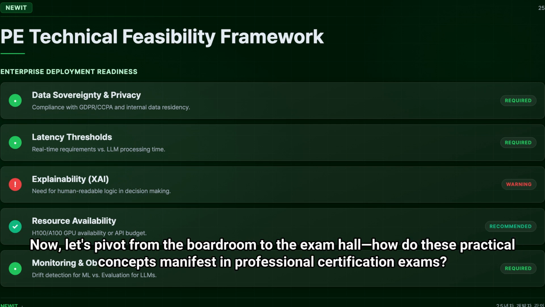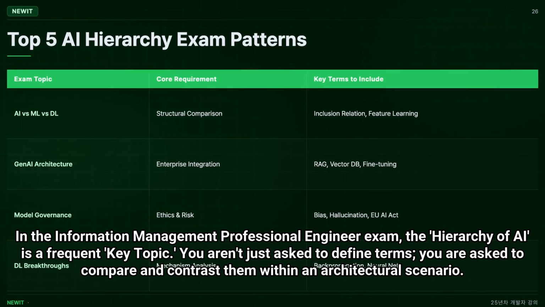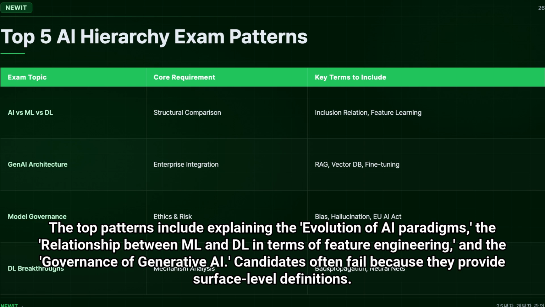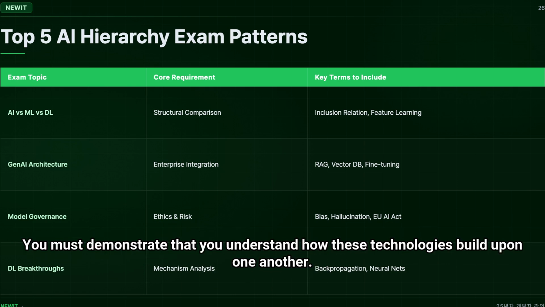Now, let's pivot from the boardroom to the exam hall. How do these practical concepts manifest in professional certification exams? In the Information Management Professional Engineer exam, the hierarchy of AI is a frequent key topic. You aren't just asked to define terms, you are asked to compare and contrast them within an architectural scenario. The top patterns include explaining the evolution of AI paradigms, the relationship between ML and DL in terms of feature engineering, and the governance of generative AI. Candidates often fail because they provide surface-level definitions. To score top marks, you must mention the shift from manual feature engineering in ML to automated representation learning in DL and the prompt-based interface of GenAI. You must demonstrate that you understand how these technologies build upon one another.